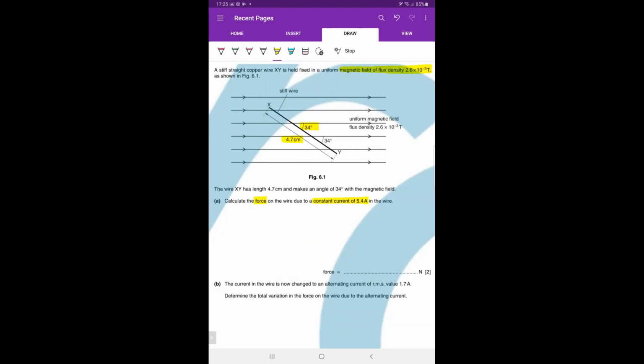Now, this part of the question does not deal with alternating currents, at least not as yet, because the calculation of force is basically based on the previous topics.